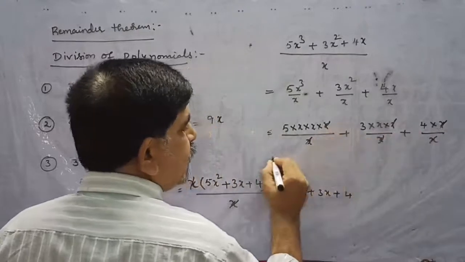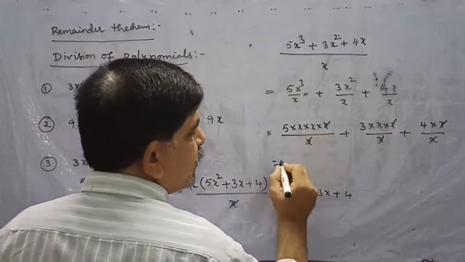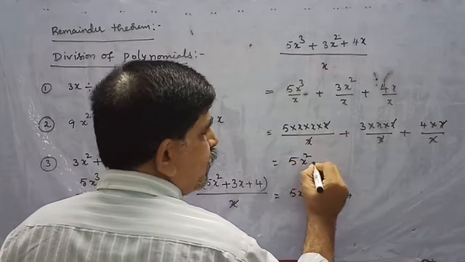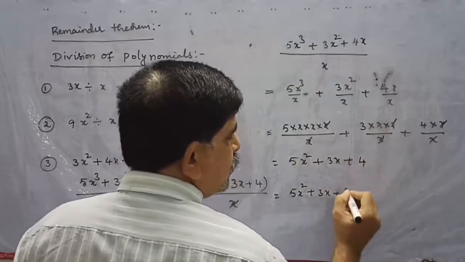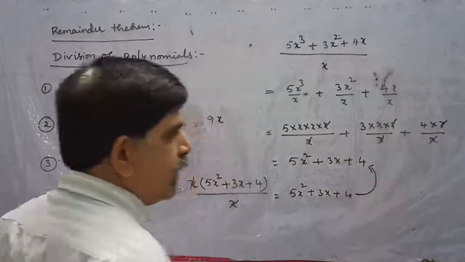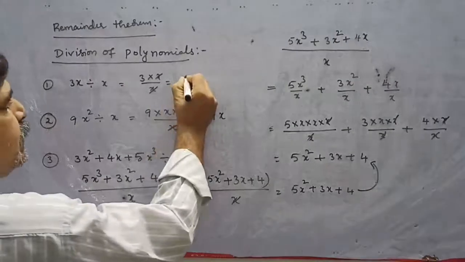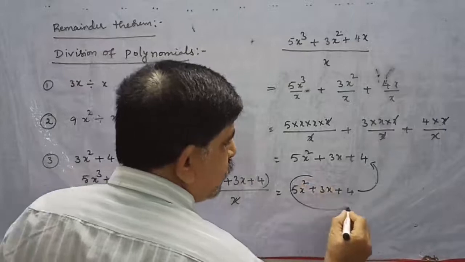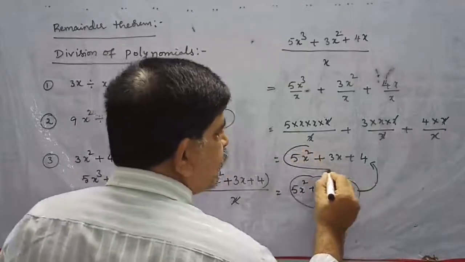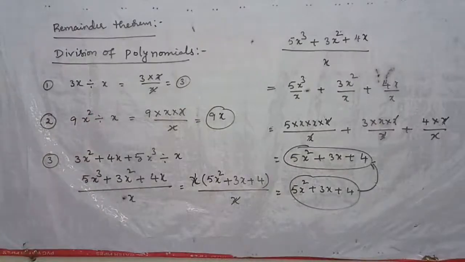X and x gets cancelled. What is the remainder? 5 into x, so 5 into x is 5x square plus 3 into x is 3x plus 4. So we get the same value. Like this we can do some problems. Okay. Here this 3, 9x and 5x square plus 3x plus 4, and here this one. These are known as the coefficients, not the remainders.